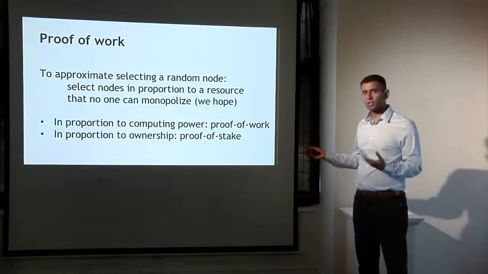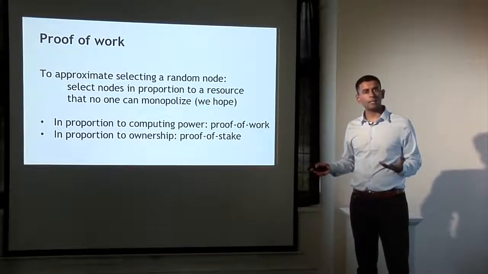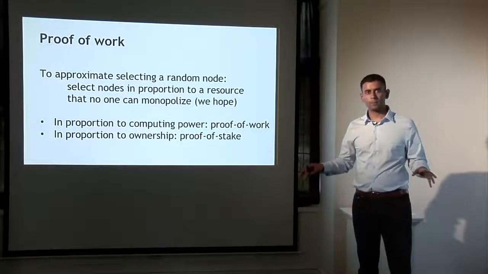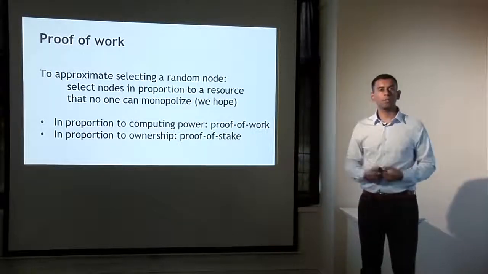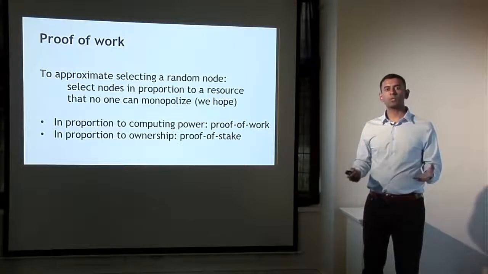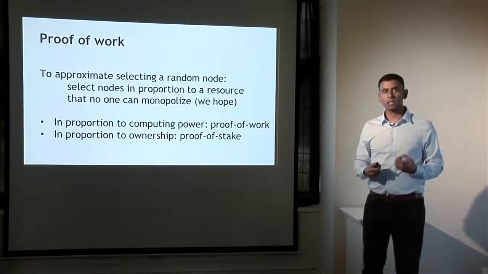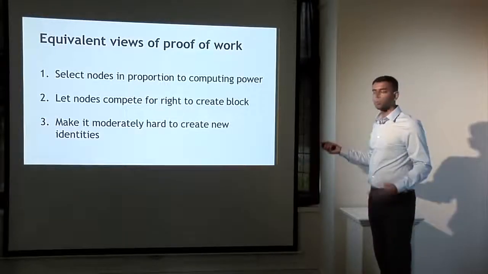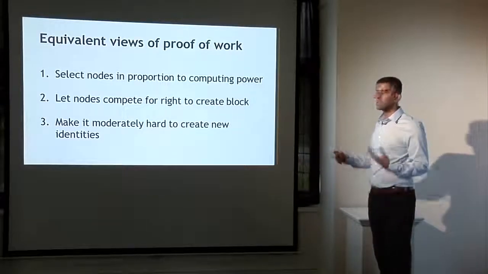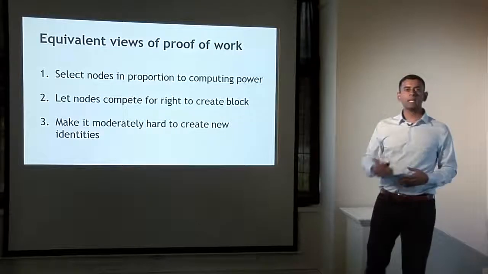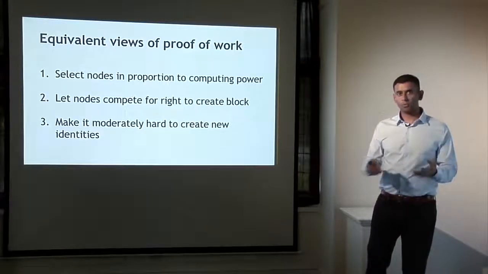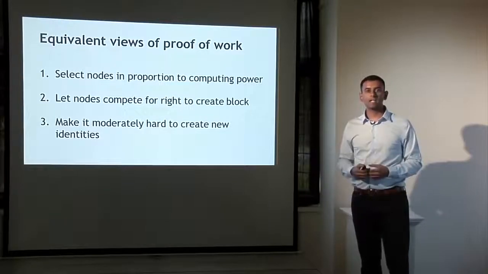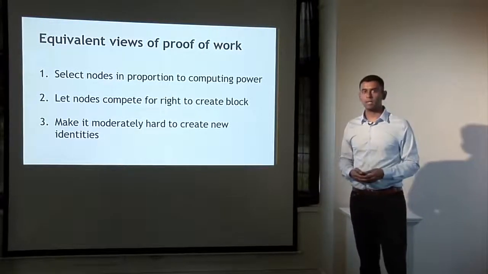Selecting nodes in proportion to their computing power, another way to understand this is that we're allowing nodes to compete with each other by using their computing power. And that will result in nodes automatically being picked in that proportion. So those are two equivalent ways to view proof of work. You can also think of a third way, which is that we're making it moderately hard through proof of work to create new identities. So it's sort of a tax on identity creation and on the Sybil attack.